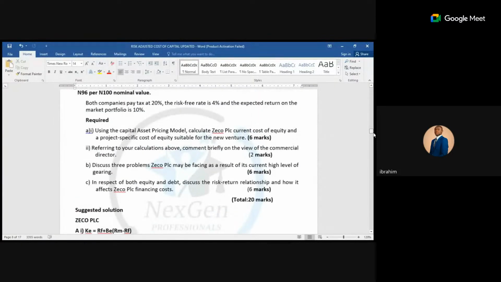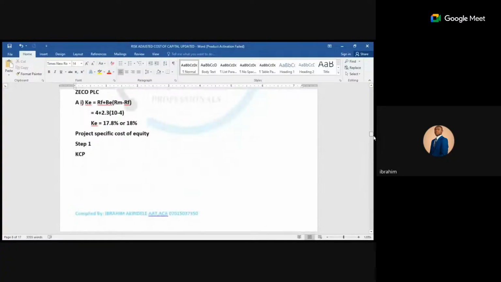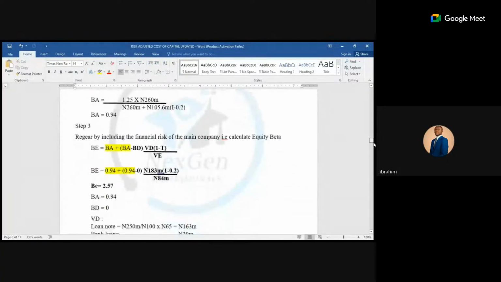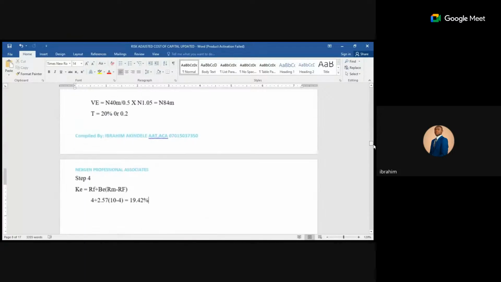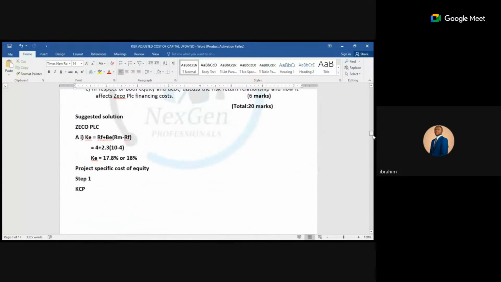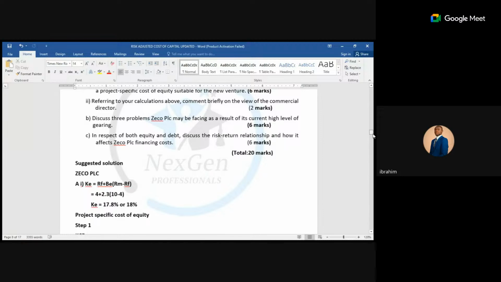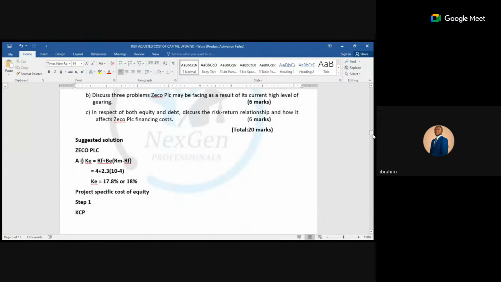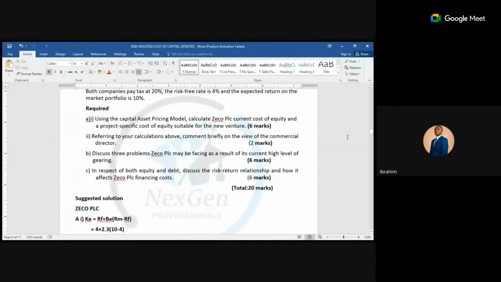So this is 3 marks. Don't forget the total is 6 marks. The first one is 3, while the second is what? It's 3. So are we good, class? Okay, that's fine.